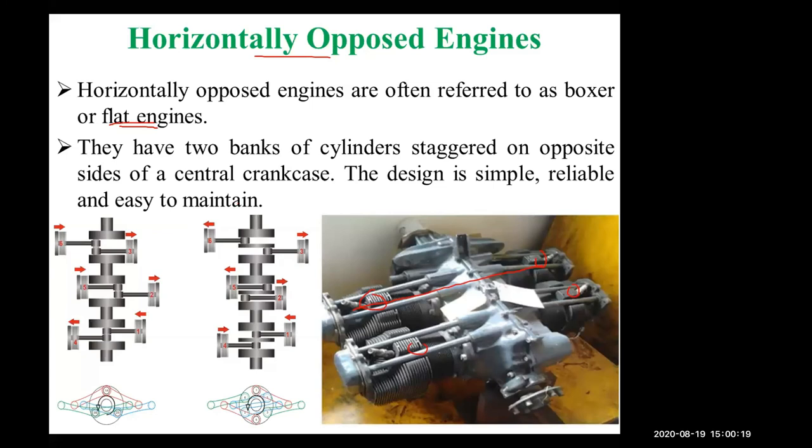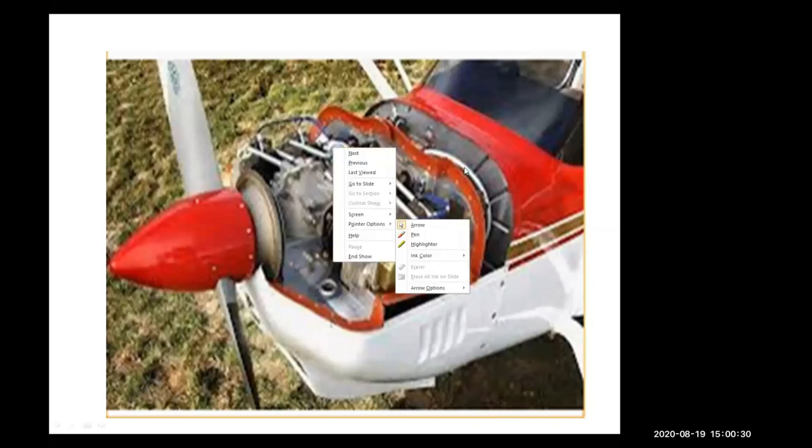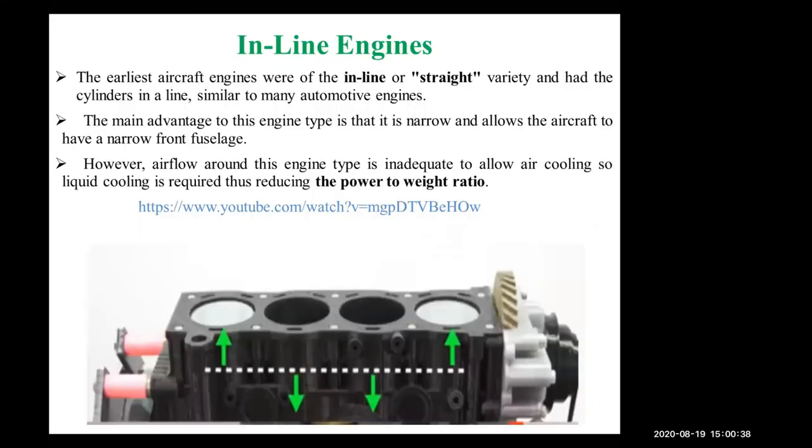As you can see in this picture, this is a light aircraft on which this piston type of engine, which is basically a horizontally opposed type of engine, has been installed. So of course there are different types of engines we can also find. One is the inline type of engine.